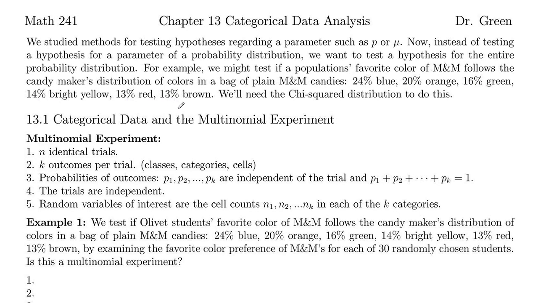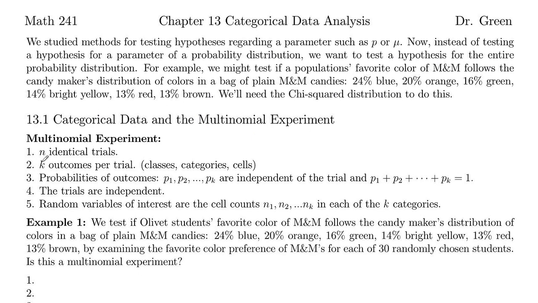Now we need a new distribution to do this, and that distribution is called the chi-squared distribution. We will talk about that more a little bit later. So first we're going to consider what's called a multinomial experiment. That's what's going to generate this kind of data here.